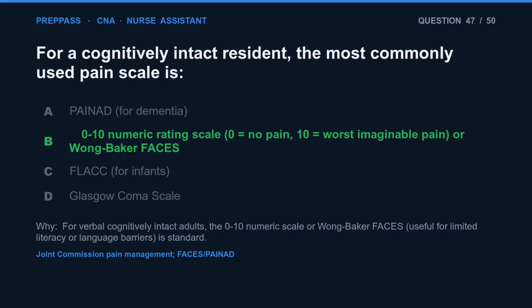The correct answer is B. For verbal cognitively intact adults, the 0 to 10 numeric scale or Wong-Baker faces, useful for limited literacy or language barriers, is standard.